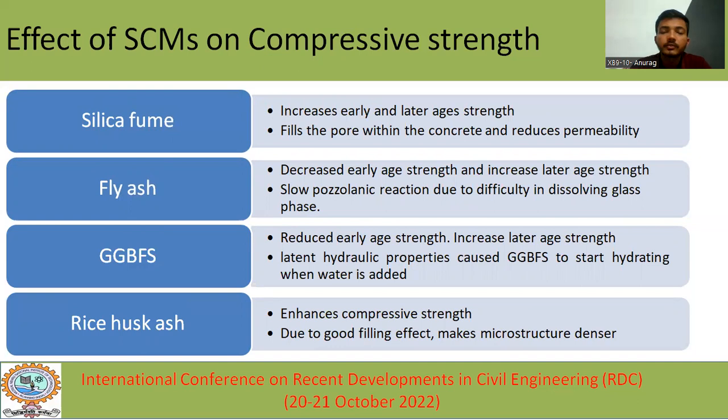Fly ash decreases the early age strength and increases the later age strength. The slow pozzolanic reaction, due to the difficulty in dissolving glass phases, is the reason for the decrease in early age strength. GGBFS reduces the early age strength but increases the later age strength. Latent hydraulic properties cause the GGBFS to start hydrating when water is added. Rice husk ash increases the compressive strength due to the good filling effect and makes the microstructure denser.